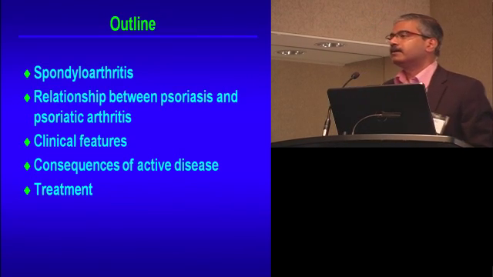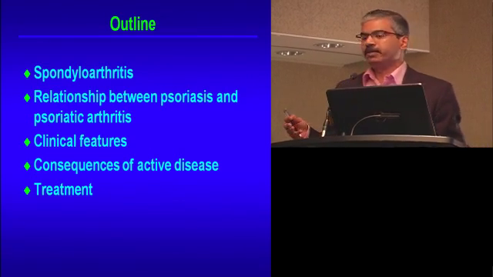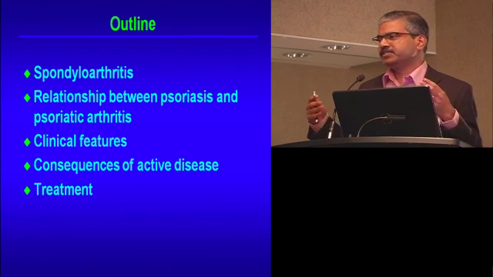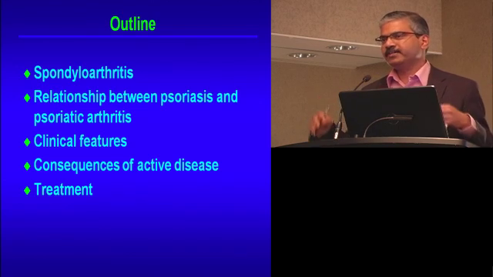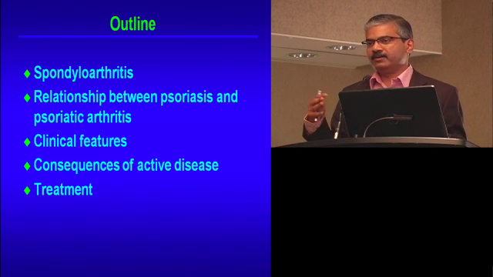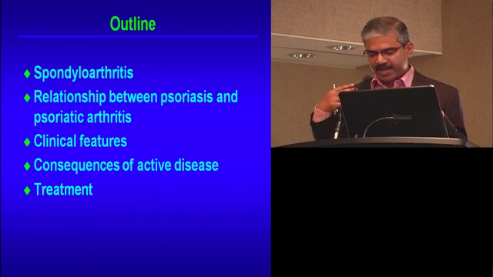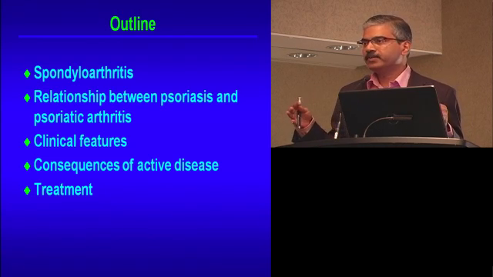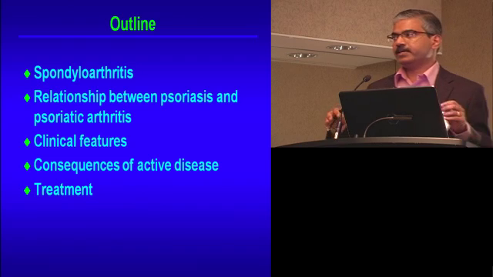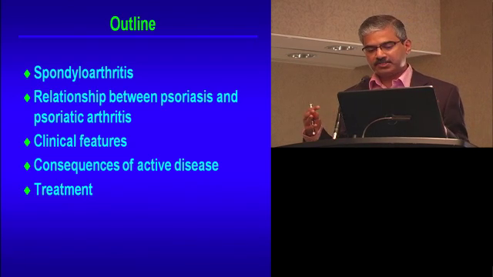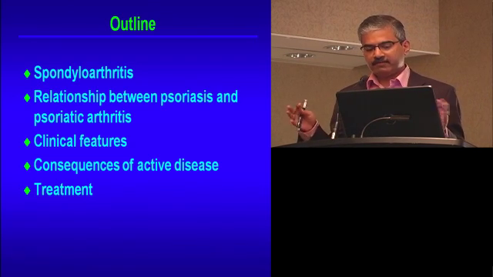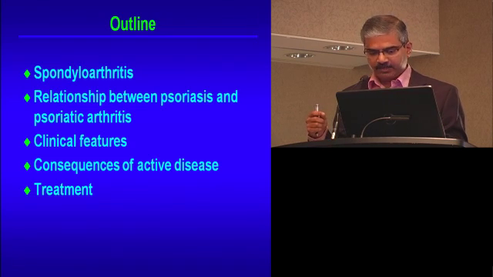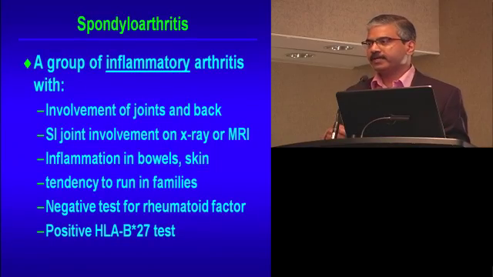So my outline of my talk would be to talk about spondyloarthritis in general. You might be a little confused now with ankylosing spondylitis, psoriatic arthritis, juvenile arthritis, what are we talking about? Is it all back disease, or is that more than just the back disease? I'll specifically talk about psoriatic arthritis, which is an arthritis that happens in patients with psoriasis and what its relationship is. Briefly talk about clinical features of this condition and what are the consequences of active disease, and then briefly on treatment.